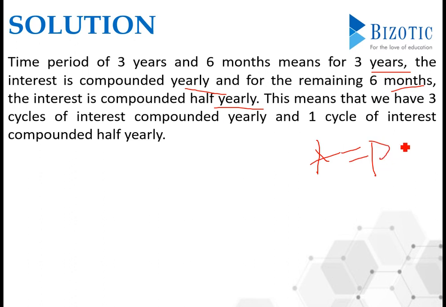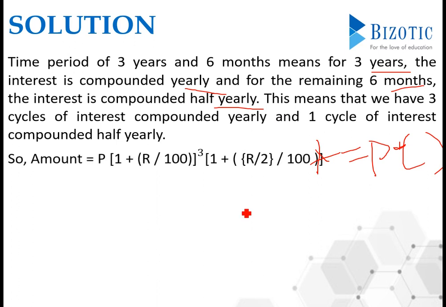In the first concept video, I had given you a formula to calculate amount. You have to multiply the principal amount into 1 plus r divided by 100. We will be applying the same formula here. So amount is equal to P into 1 plus r by 100 whole power 3, because it is for 3 years, into 1 plus r by 2 divided by 100, which is for the half year, nothing but 6 months.